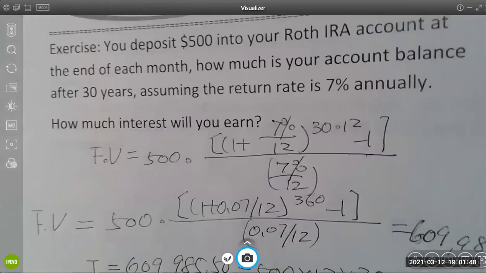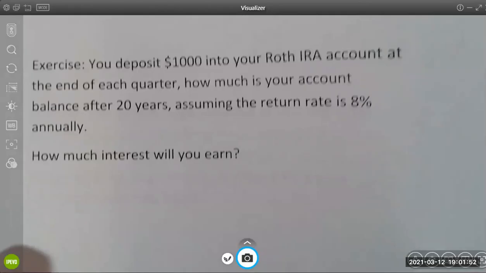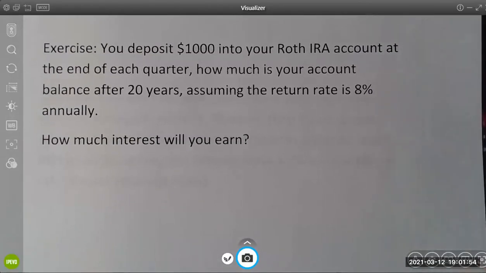Okay, now move on. Exercise. We do all of this as an example. You deposit 1,000 into your account at the end of each quarter. How much is your account balance after 20 years? Assuming the return rate is 8% annually, how much interest will you earn?